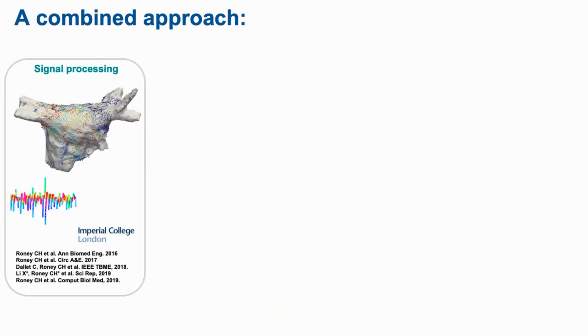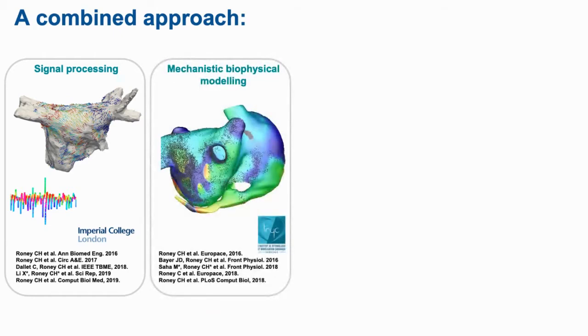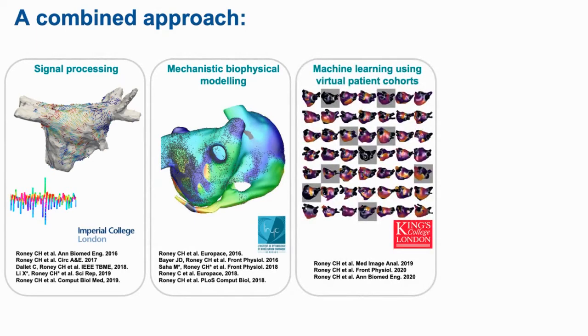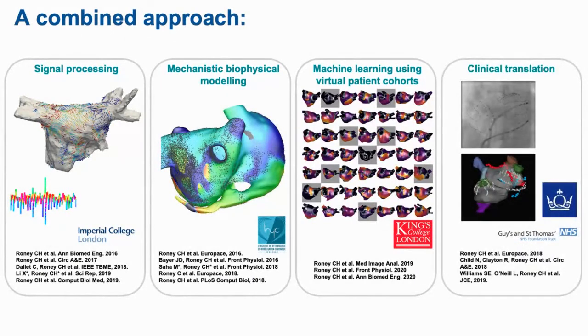To achieve our aims, we're using a combined approach, so we're using some signal processing techniques and some mechanistic biophysical modelling techniques. So the signal processing I started working on during my PhD at Imperial. I then moved to Bordeaux and worked more on mechanistic biophysical modelling. We're now trying to combine this with more machine learning techniques and going towards larger populations. And ultimately, we'd like to translate this to the clinic.